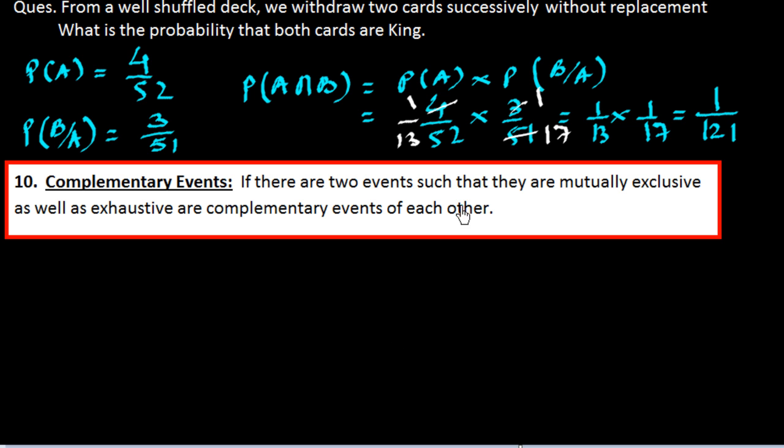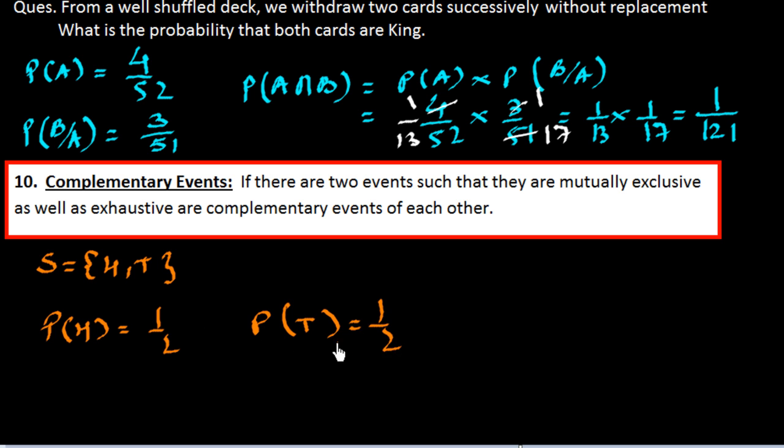Now complementary events, if there are two events such that they are mutually exclusive as well as exhaustive, they are complementary events. So I explain you, if we have a coin, the sample space of coin is head and tail. So probability of getting a head is 1 over 2, probability of getting tail is also 1 over 2. Both the events are mutually exclusive, because if we are getting head, then it means we are not getting tail. If we are getting tail, it means we are not getting head.